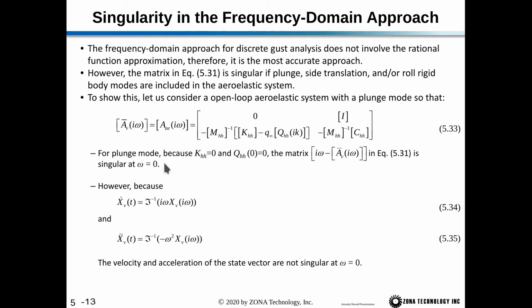However, because x dot v of t is the inverse Fourier transform of i omega times xv of i omega, and x double dot v of t is the inverse Fourier transform of minus omega squared times xv of i omega, the velocity and acceleration of the state vector are not singular at omega equals 0. So this omega term here just makes this whole thing 0.